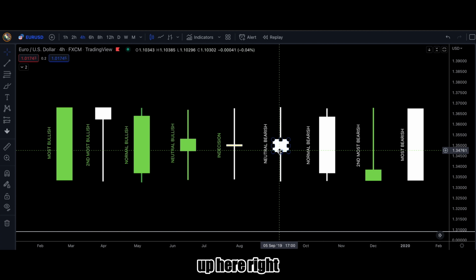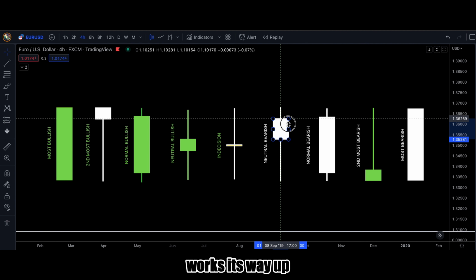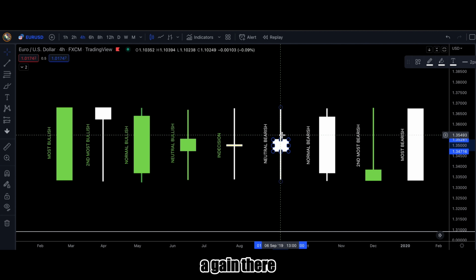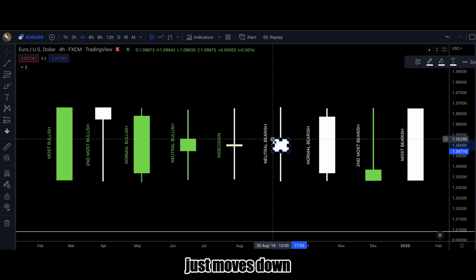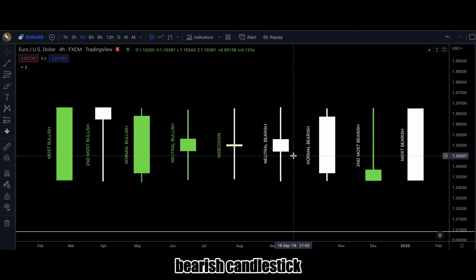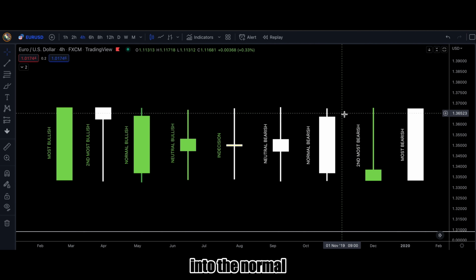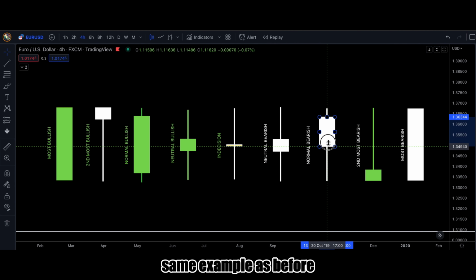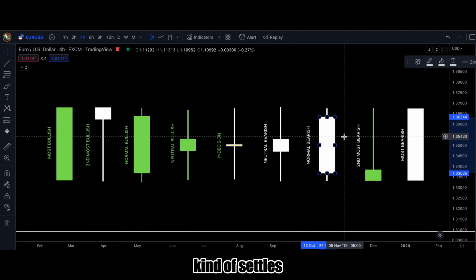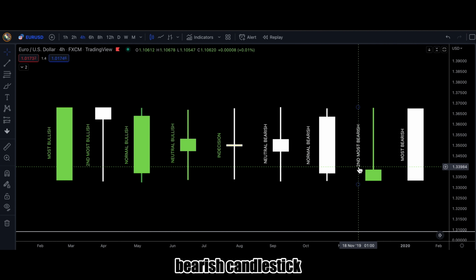Price opens up here, right? Works its way up, works its way down, and just gets a little bit of a gain there on the bearish side. It just moves down a little bit and closes. That's like a neutral bearish candlestick, right? Coming back into the normal bearish candlestick, same example as before. Price opens up, creates a high, comes down, creates a low, and then just kind of settles. That's just a normal bearish candlestick.